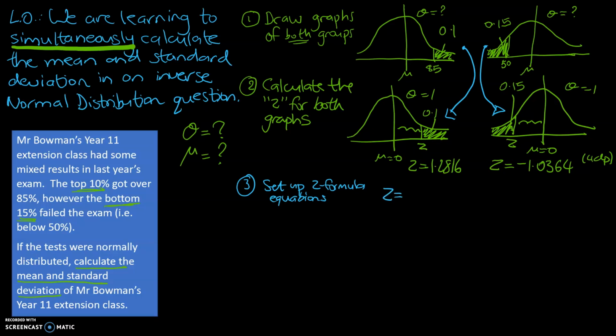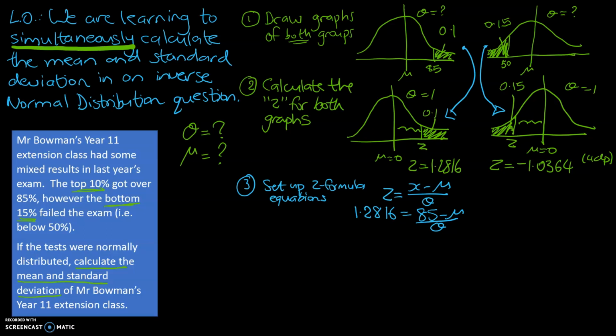So for the first one, z is always going to be equal to x minus the mean divided by the standard deviation. We know that the z value was equal to 1.2815. That is always going to be equal to x, so x related to the 85% from the initial graph, minus the mean divided by the standard deviation.